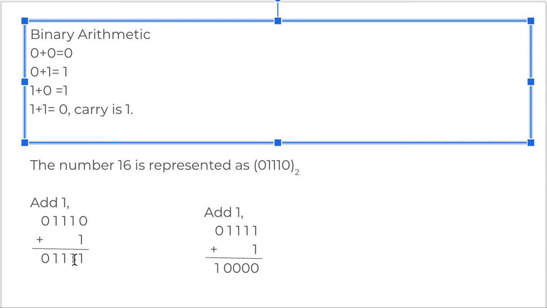So this is 1, 2, 4, 8. Add 1 plus 2 plus 4 plus 8. That's 15. Add 1 more to 15. And so 1 plus 1 is 0. Now I get a carry here of 1.